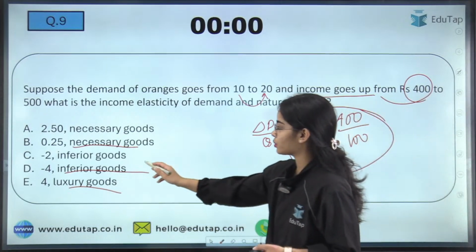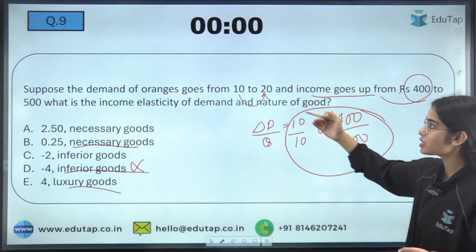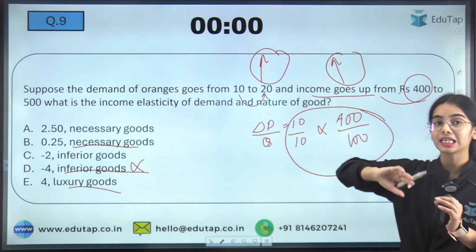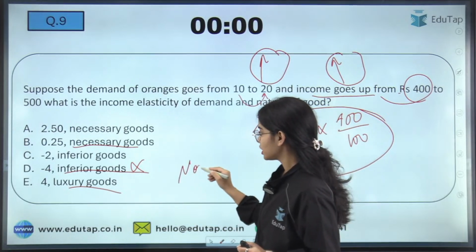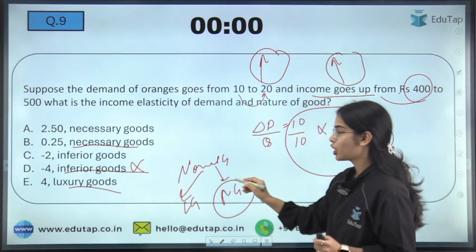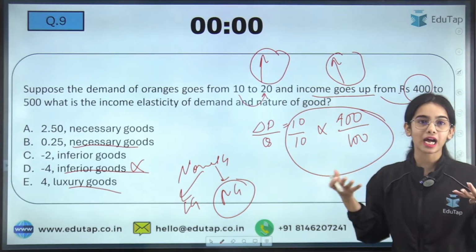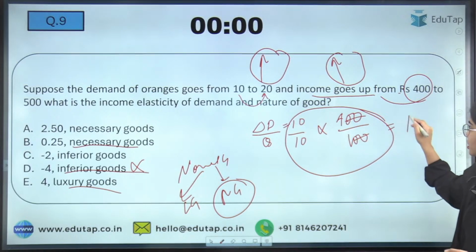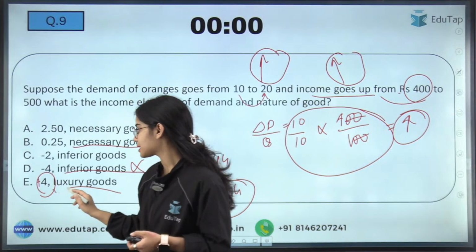No, it is not an inferior good, because you can see that when the income is increasing, the demand of oranges is also increasing, right? So when the income increases and with that the demand increases, it must be a normal good. And normal goods are in the category of luxury goods or necessary goods. In this case, the oranges are considered luxury in that particular country or for that particular person. So the income elasticity of demand is positive 4 and it is a luxury good.